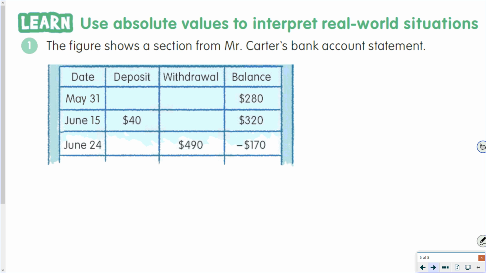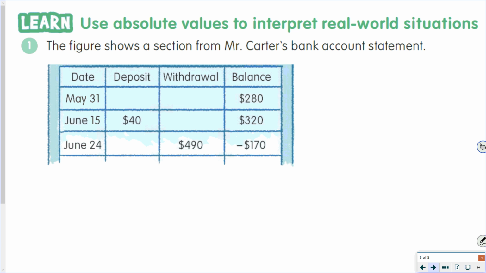Now, in real world situations, we actually use the absolute value of the number more than we would use a positive or negative number. One clear example is in banking. So we'll look at Mr. Carter's bank account statement. The deposit is money going in. So you'll see on June 15th, he deposited $40. So if I asked you to write that as a positive or negative number, you would write positive 40 because that's money going into the account, which is a good thing.